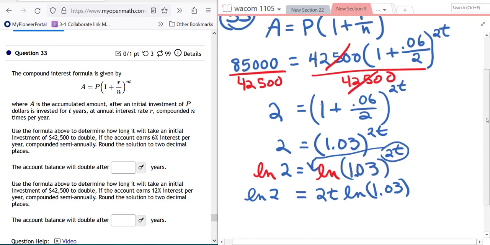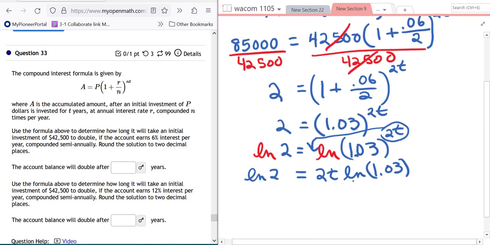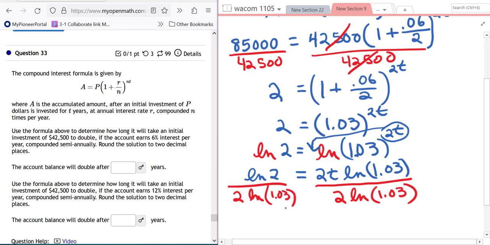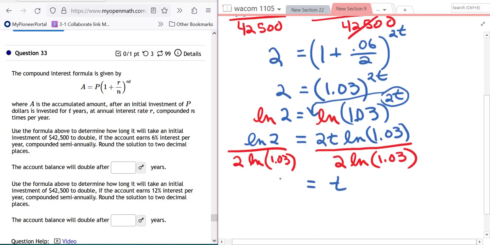Now we want to isolate the t. Well, this ln of 1.03 is just some number. It's multiplied, so you're going to divide. The 2 is also multiplied, so you're going to divide. So you can divide both of those in one shot. 2 ln of 1.03, and that will isolate our t. Right? So this is going into our calculator.